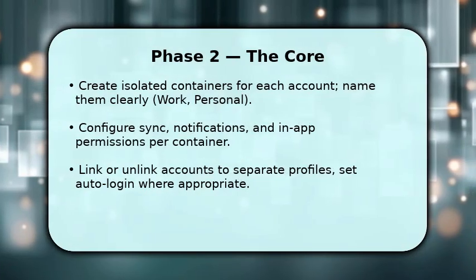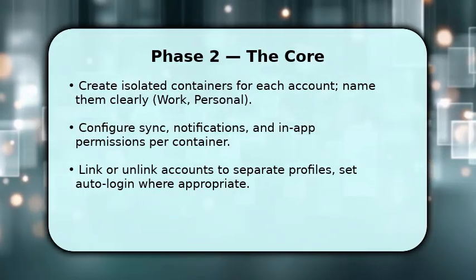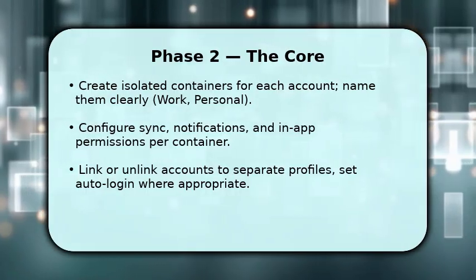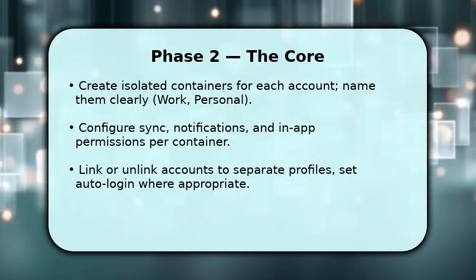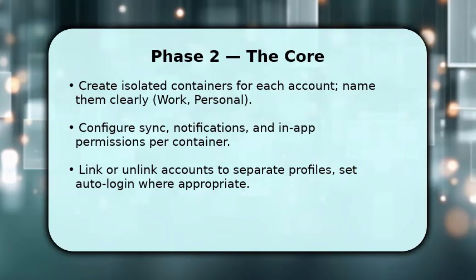Now you build the core. Create isolated containers for each account and name them clearly, for example, work and personal, because clear names prevent mistakes. Inside each container, configure sync frequency, notifications, and app permissions independently so one account's settings don't affect another.